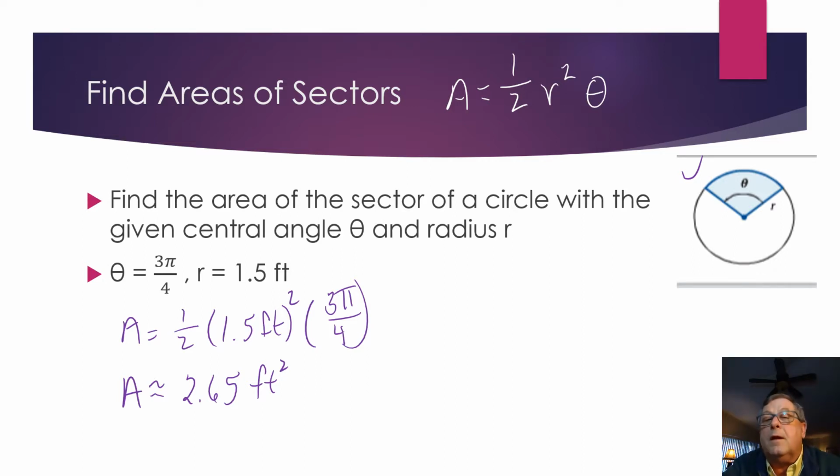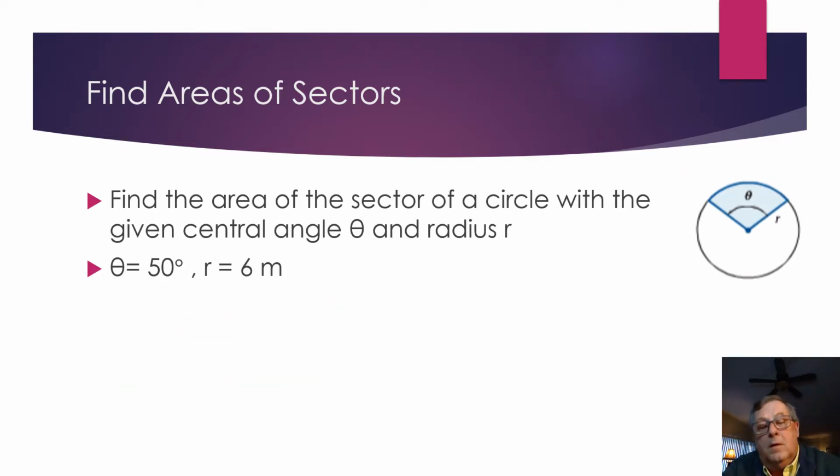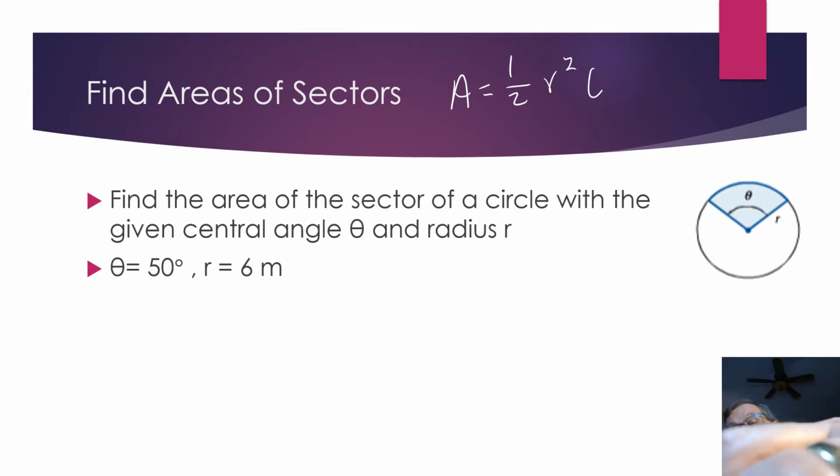All right, let's look at one more. I had so much fun with that, I want to keep going. So once again, what's my area? What's the formula for finding the area of a sector? It's 1/2 times the radius squared times theta, but theta needs to be in radians. And this time I'm told that theta is 50 degrees and the radius is 6 meters.